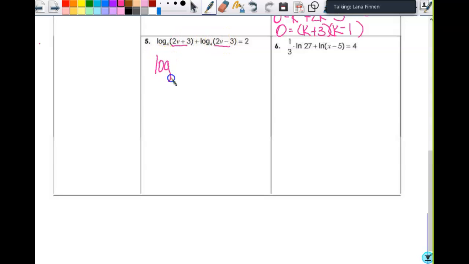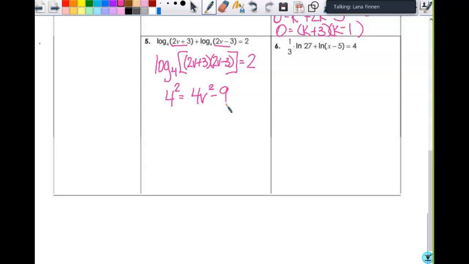So I'm going to get log base 4, and then 2v plus 3 times 2v minus 3 equals 2. So the 2 binomials that I need to multiply, are they going to be pretty easy to multiply? Yes, because that's a difference of squares. Good. So I'm going to kind of combine some steps here. I'm going to go ahead and do 4 to the 2nd power equals, and then I'm going to go ahead and multiply that. That'll give me 4v squared minus 9.